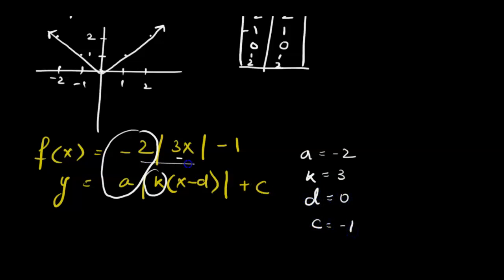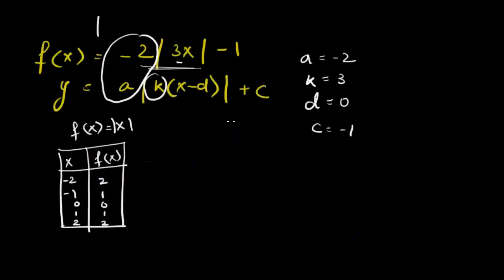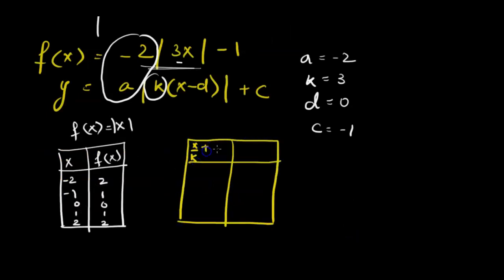If we want to make this into a graph, we use the parent function table of values to get the new table of values using the mapping formula (x/k + d, ay + c). X will pick -2 divided by k, which comes from here, plus d. d is 0 here, so we can solve this. Similarly, we get the new y value by multiplying the old value by a. So -2 times 2 plus c, which is -1, gives -4 minus 1, which is -5. And so on. We will get all the points, and all we have to do is use the new points to get the new graph.